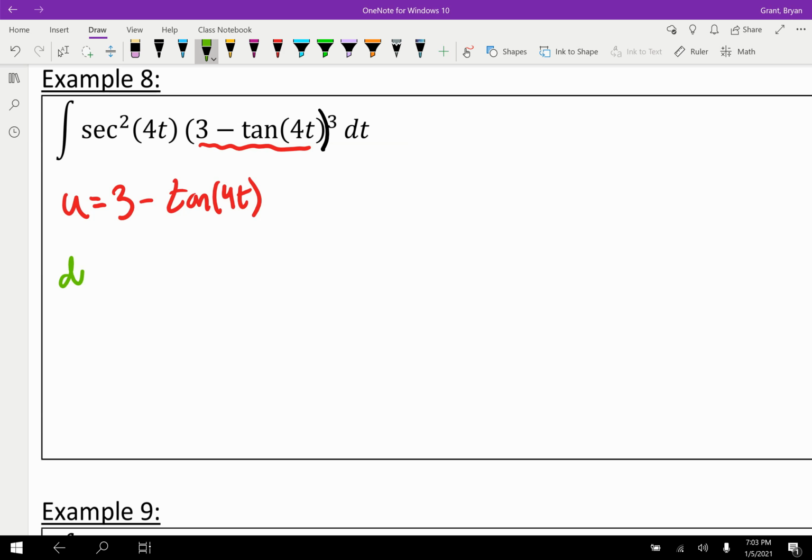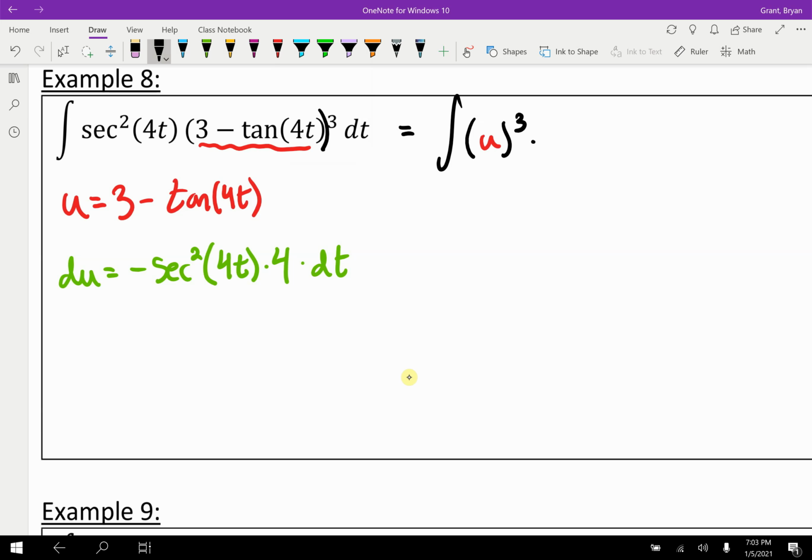What does that give us for du? 3 becomes 0. There is still a negative here. The derivative of tangent is secant squared. 4t stays the same. Chain rule, the derivative of 4t is 4. And then don't forget that differential hanging out at the end. This one may also benefit from rearranging a bit, so I'm going to do that. We have this 3, and let's do the U-substitution right now, just so we keep in mind what's happening. So this is the third power, but then there's still a secant squared of 4t times dt.